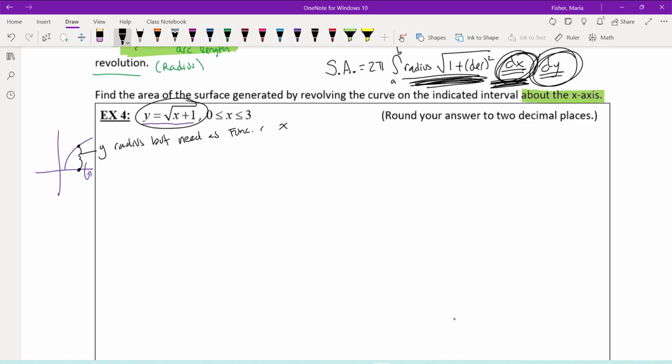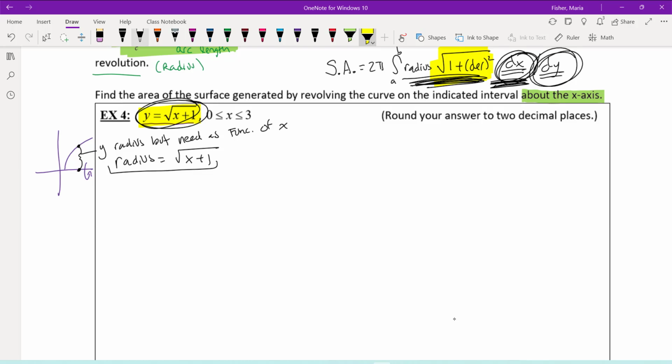And do we know what y is equal to? Yes, we do. Y is equal to the square root of x plus 1. So in this case, my radius is the square root of x plus 1. After I figure out what my radius is, I do that whole entire part that we did before where we find the derivative, we square it, and then we add 1 to it before I put it in the integral.